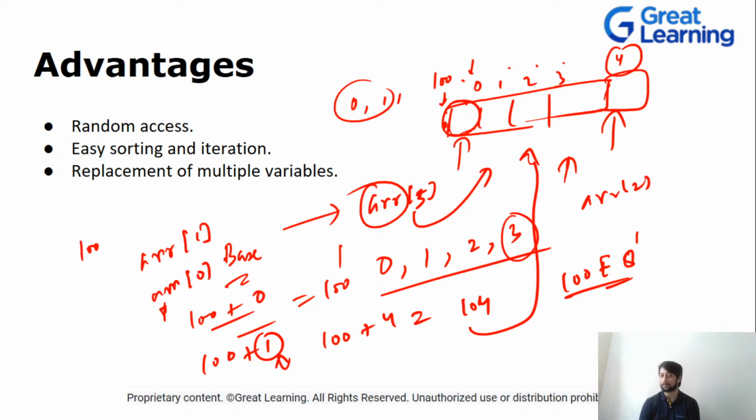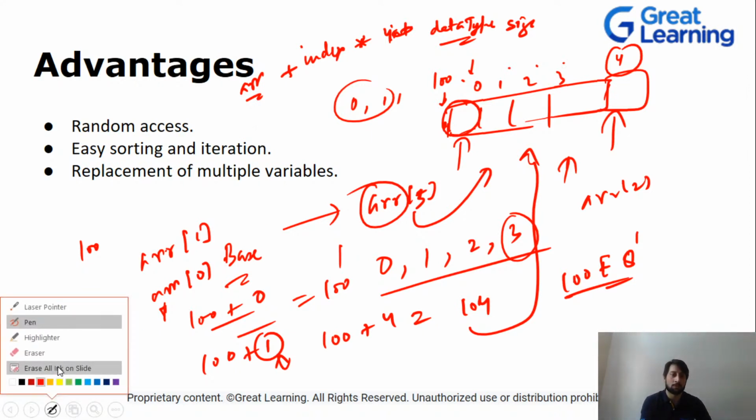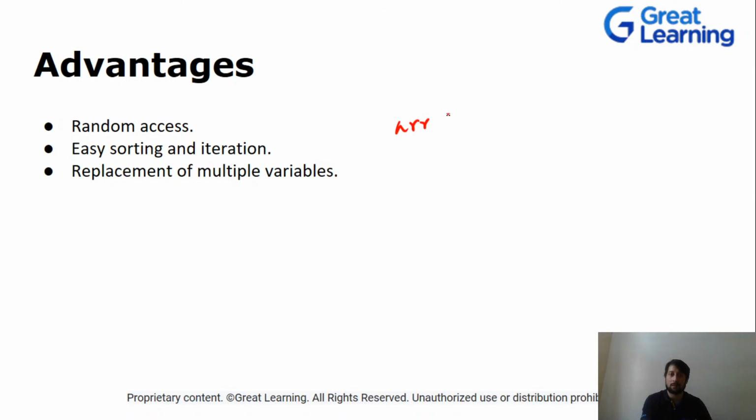Or for simplicity, you can say that whatever the index is, multiplied by the size of the data type, plus ARR, that means the base address. So that is why your indexing starts from 0. If I say ARR of 1, it means ARR plus the offset, where ARR represents the base address.